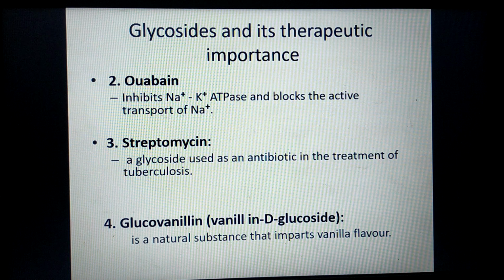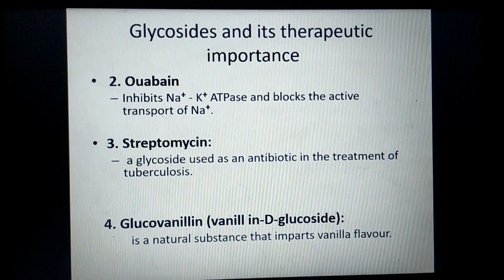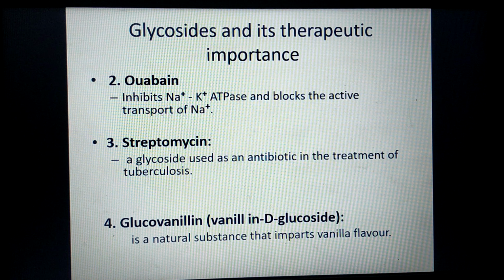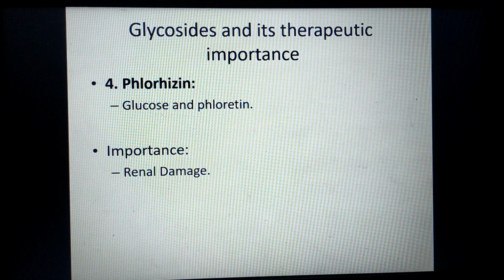Next glycoside is ouabain. It is also an inhibitor of the sodium potassium pump and blocks the active transport of sodium. It is not used clinically. Streptomycin is another glycoside, an antibiotic which is used to kill the bacteria in the treatment of tuberculosis. Glucovanillin is a glycoside which is used as a flavoring agent. And the last glycoside is phlorizin.